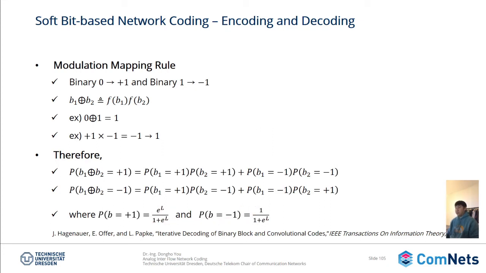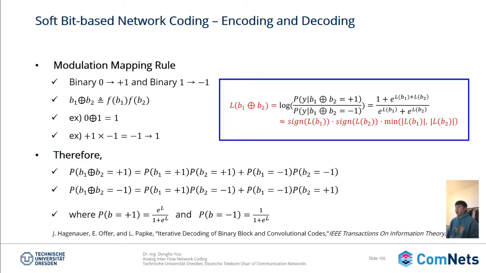But now I will skip the details. How can we derive these two values here? Yeah, I will skip it. But if you need it, you can find the details in this paper. I think you can find it and calculate the operations easily. Anyway, in conclusion, this equation is for the soft bit based on the network coding.